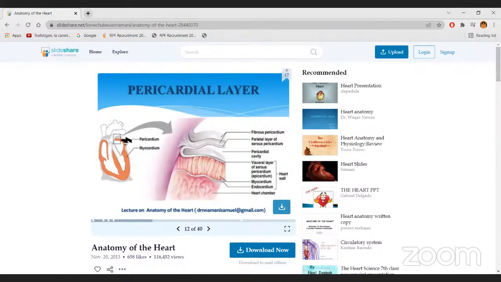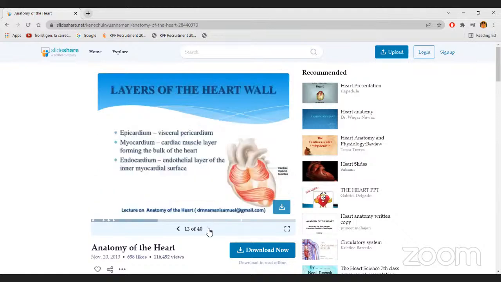So this is the covering of the heart. This is the layer of the pericardium. This is the myocardium. The heart is a continuous process. It is involuntary muscle activation. Then next one, the layers of the heart wall.